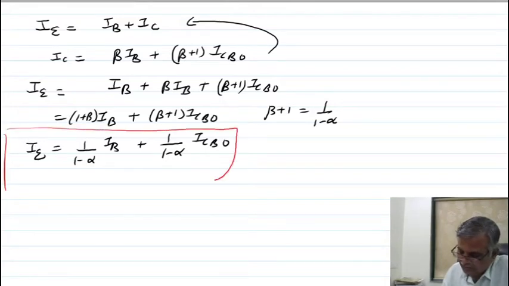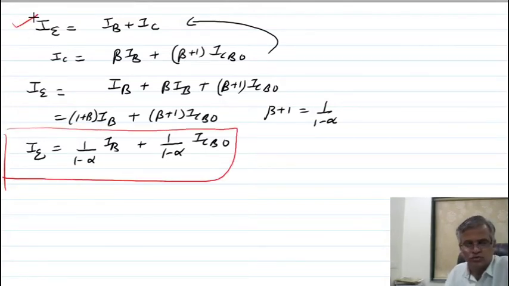You should remember only this equation, or this equation you should remember, and one more equation I have written, IC is equal to beta IB plus ICEO. Then the rest of the equations you can easily derive. This is a simple derivation about your relations between emitter current, base current and ICBO.